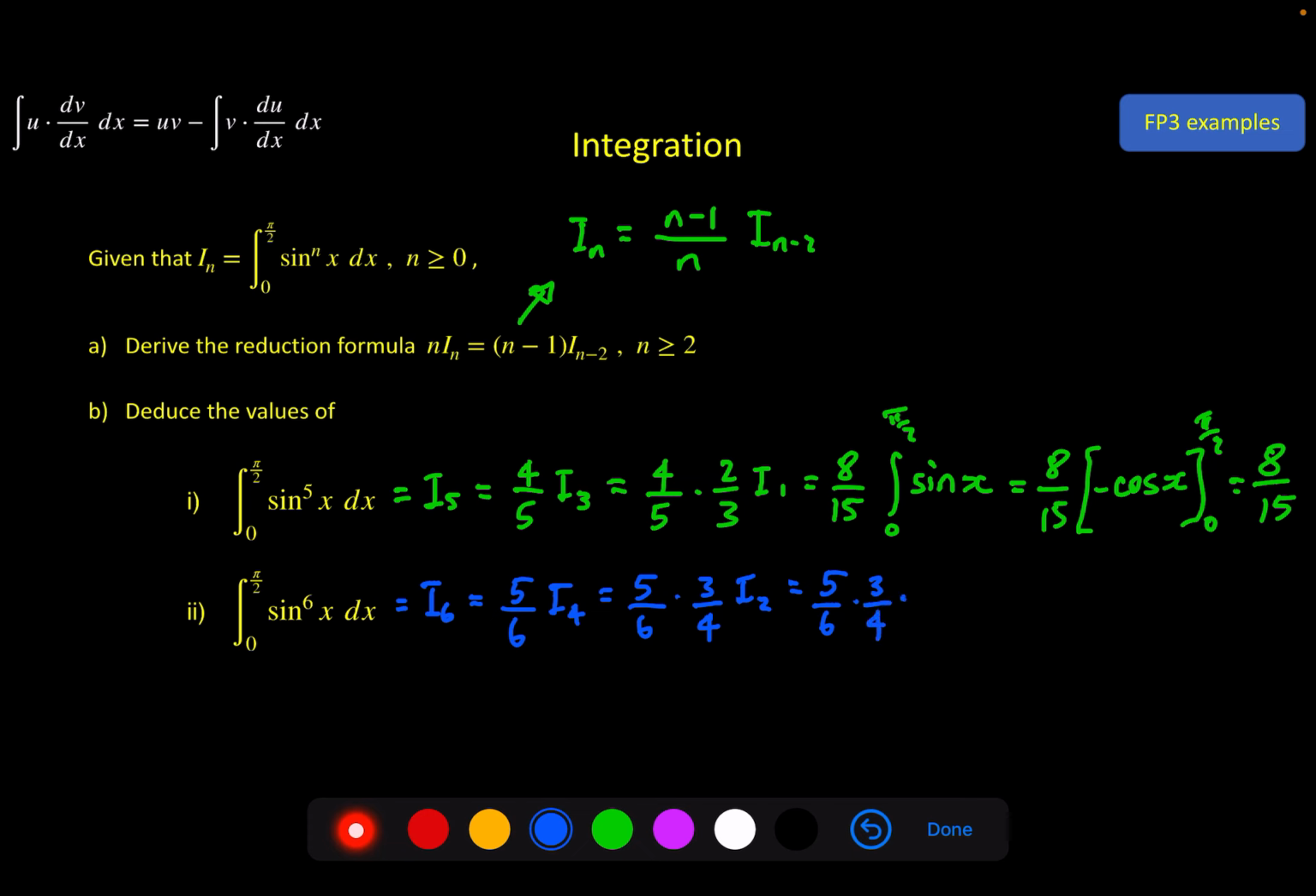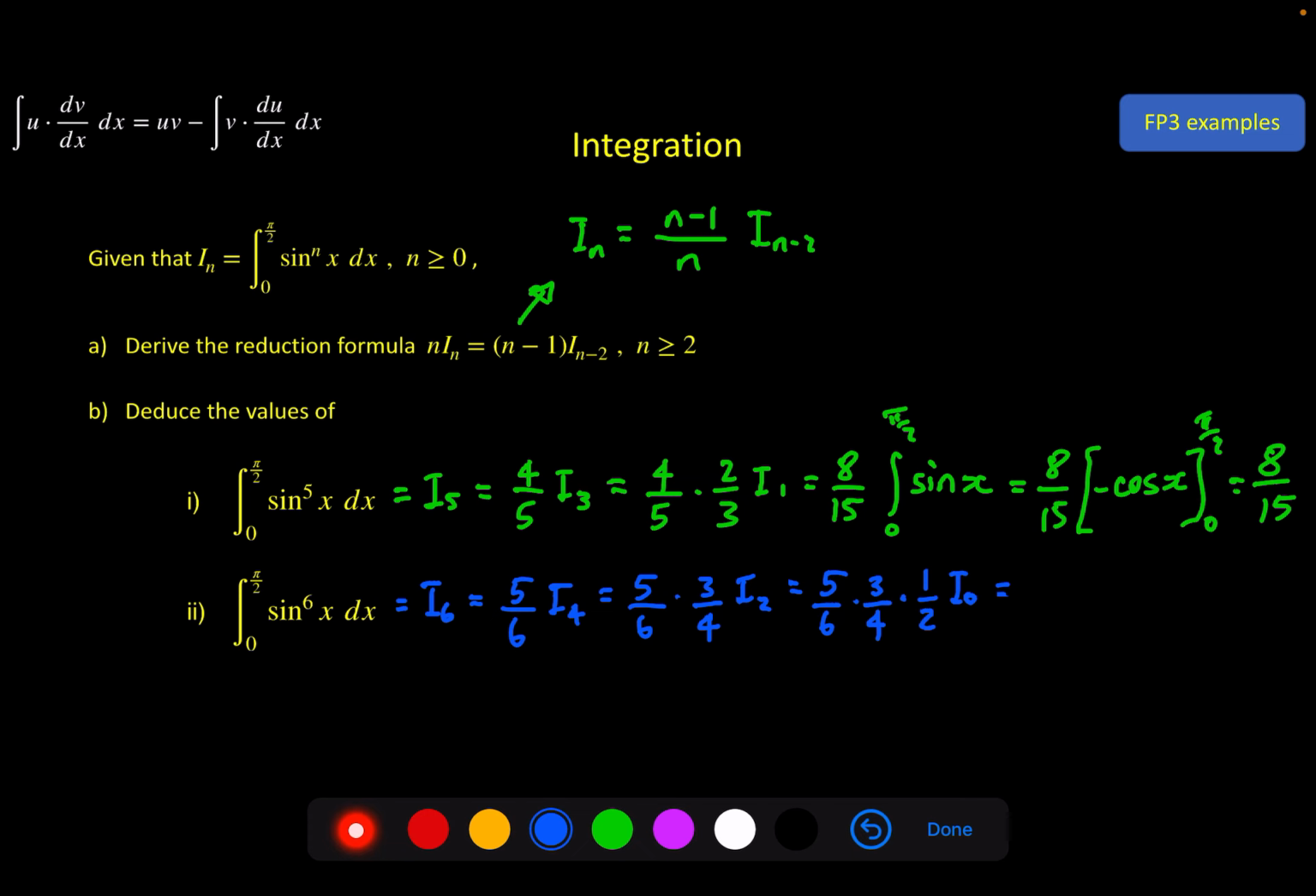And I2 is 1 over 2 times I0. But we can't put I0 into the reduction formula, so it goes in here. Sine to the power 0 is 1, so we're just integrating dx.